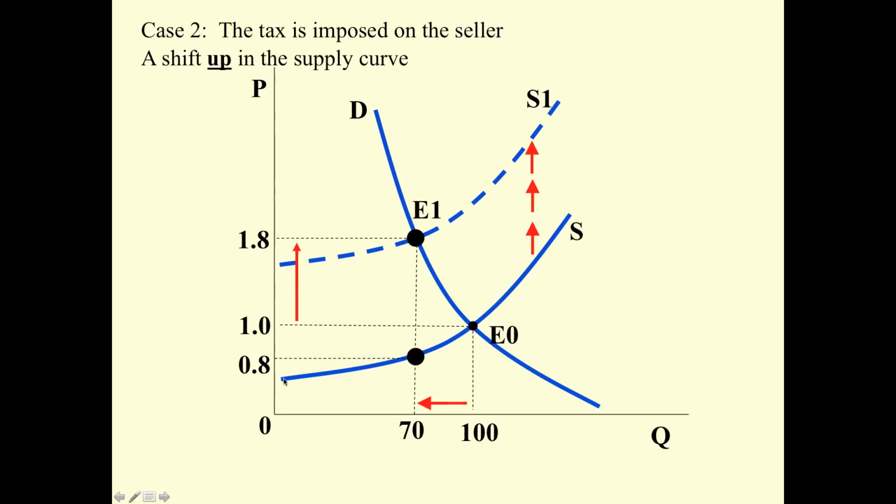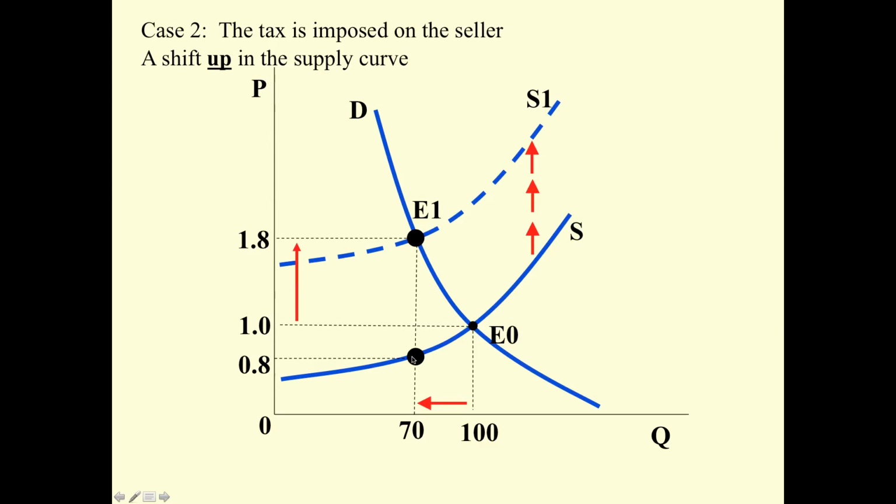Now, in order to get the original supply price, they have to charge $1 more. So the supply curve shifts up by $1, right? And what happens? The market shrinks by 30 units, and the price goes up to $1.80. Okay, so what is $1.80? $1.80 is what the consumer pays to the seller. The seller then pays $1 to the government, this distance, leaving the seller 80 cents.